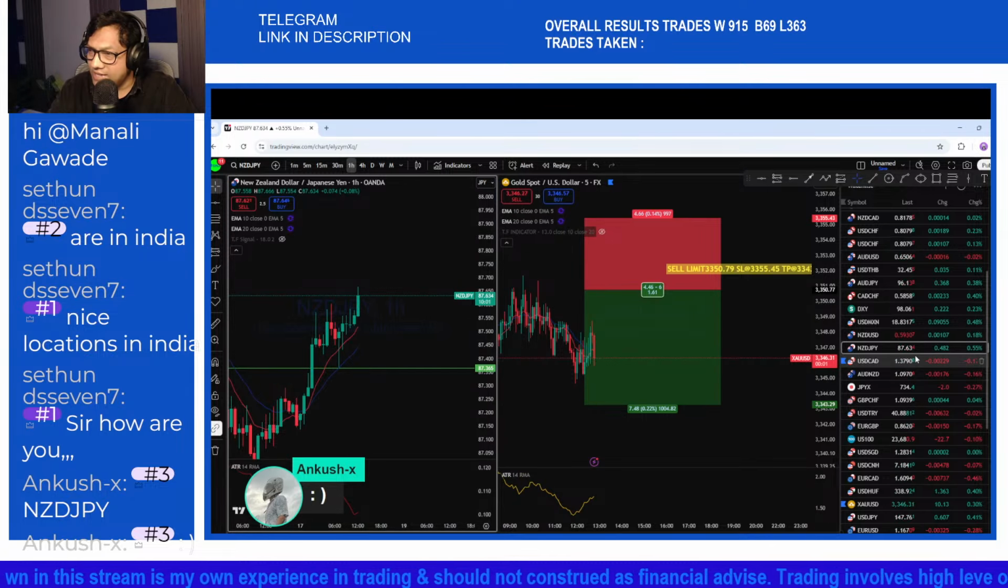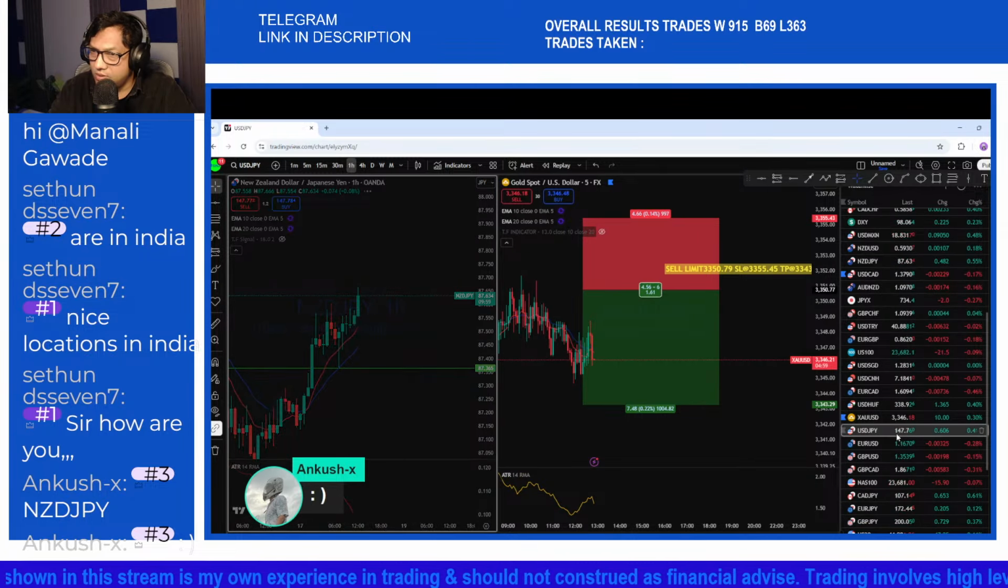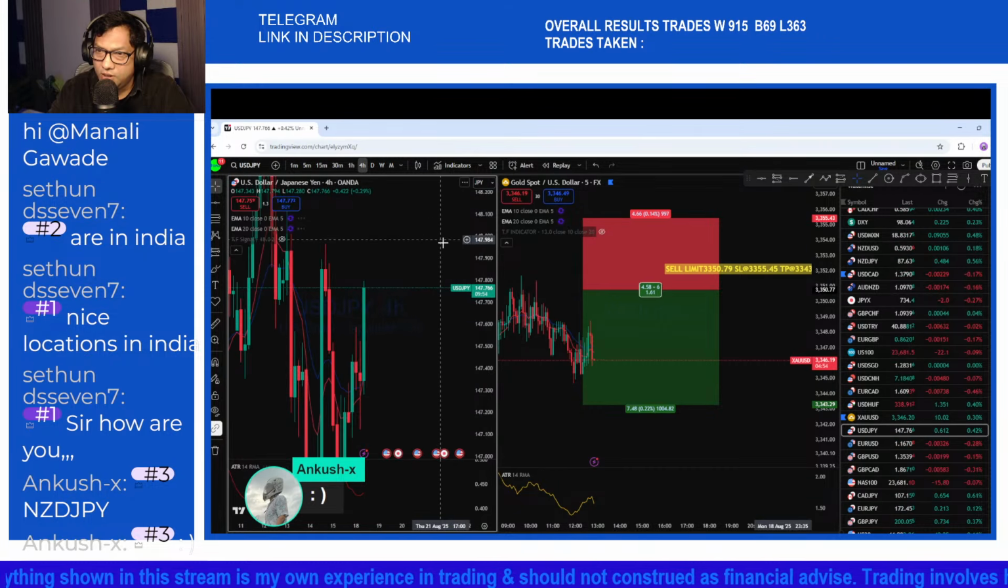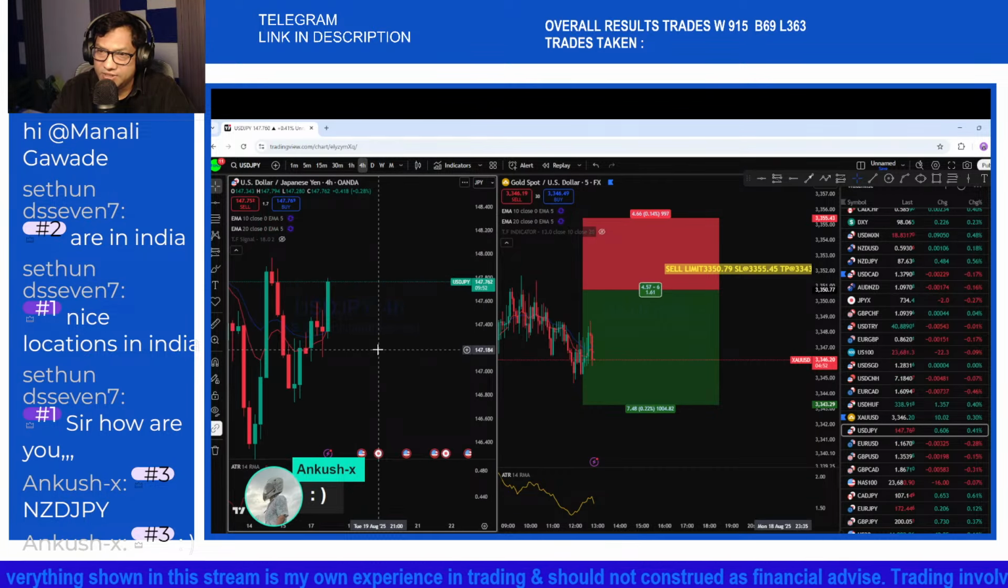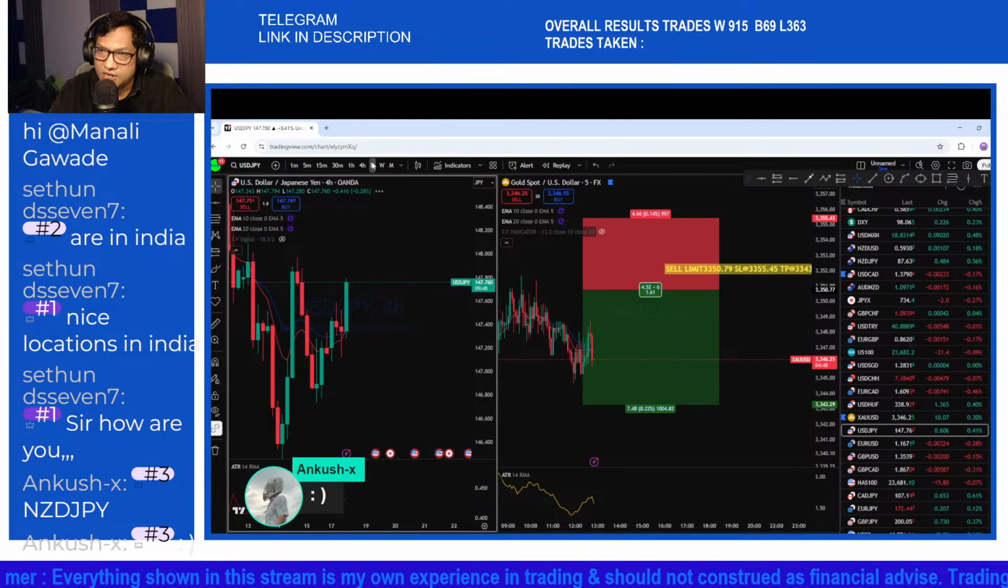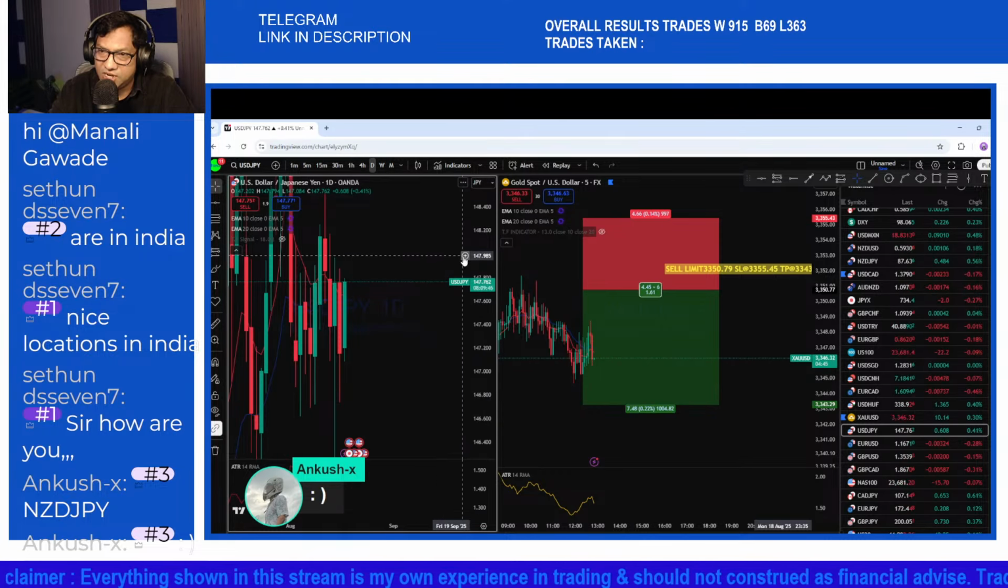Now, along with NZDJPY, dollar yen is also showing potential bullishness from this level. We have seen that after the previous session's retest, the market has managed to break back to the upside here on dollar yen.